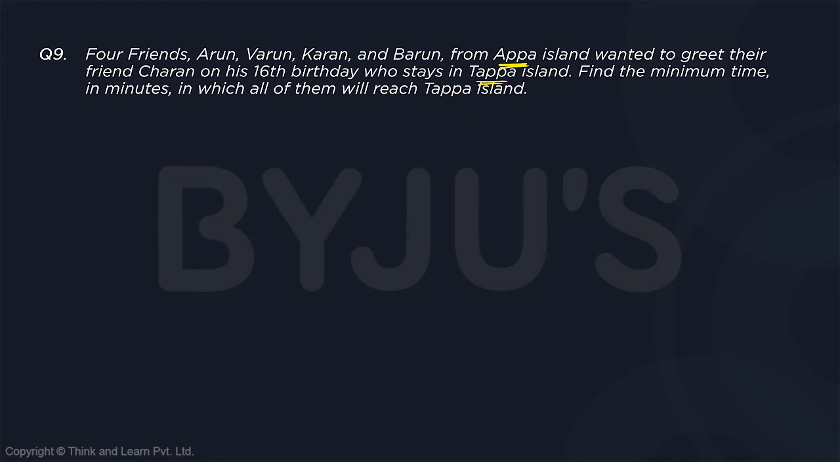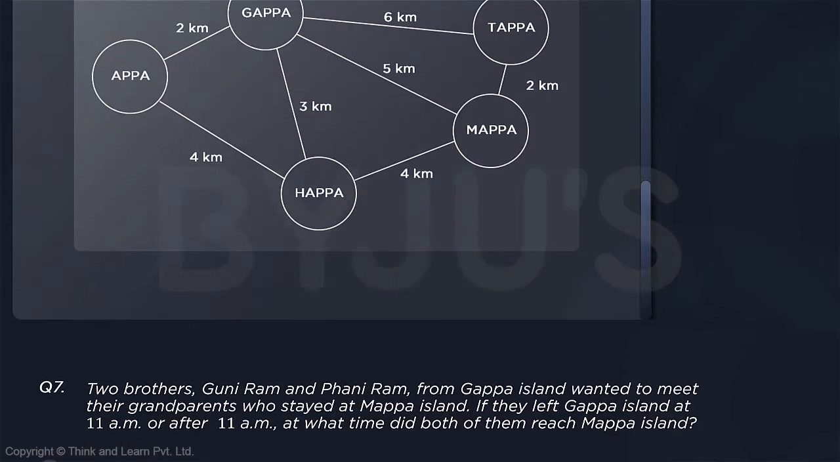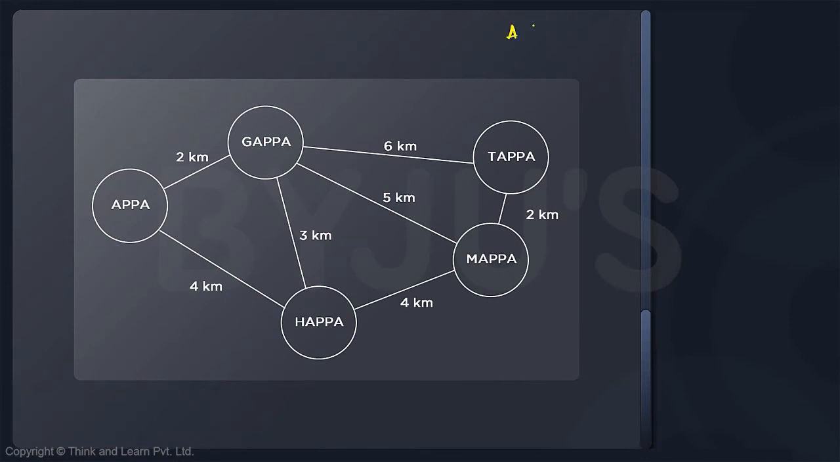Alright, question number 9. If you try to understand what is happening here, this time we have 4 friends instead of 3 going from A to T. So when 4 people are traveling, what is the fastest way? So A to T, that's the question. Let's take a look at it. Let me write down A to T. Let me call the friends W, X, Y and Z.